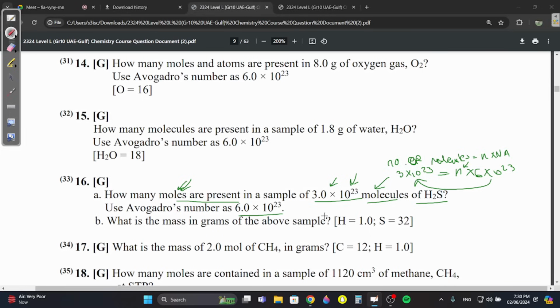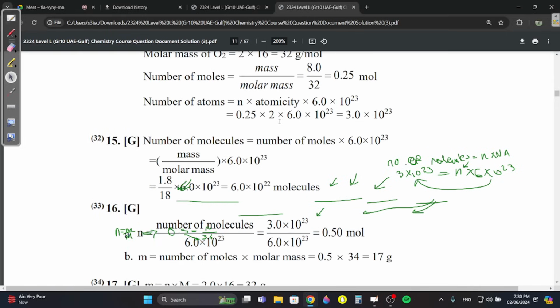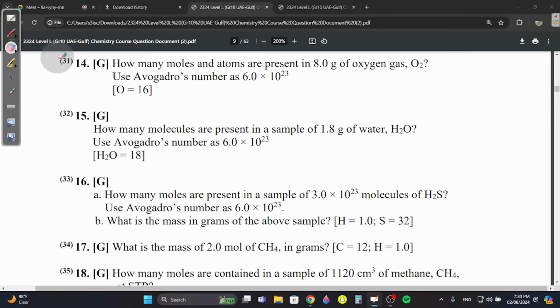What is the mass in grams of the above sample? How do we find the mass if you have the moles? Remember, n equals m over M. This is basic chemistry. So 0.5 equals the mass, which we don't know, over the molar mass of H2S. Hydrogen is 1, S is 32, so 2 times 1 plus 32 is 34. You cross multiply and you should get 17 grams. Always remember to put the unit.